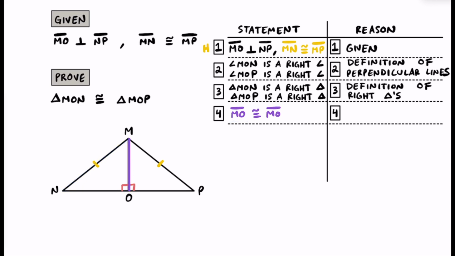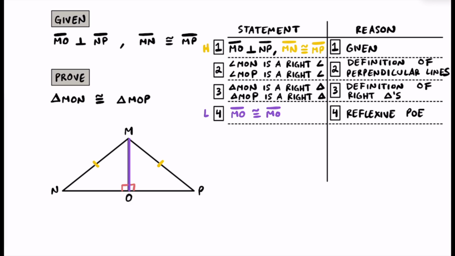And then this other MO that we have here is itself, but this is also going to be a leg of this triangle to the right, or this leg of triangle MOP. And the reason we can say this is the reflexive property of equality. Now remember, MO is a congruent leg of both of these triangles, so we know that we have a leg that is congruent on both of these right triangles.